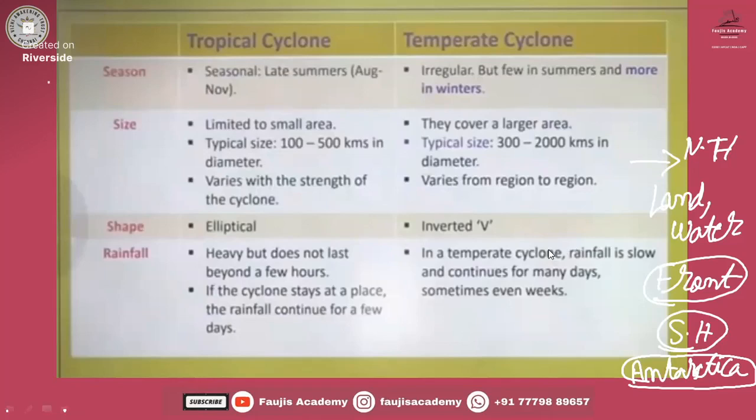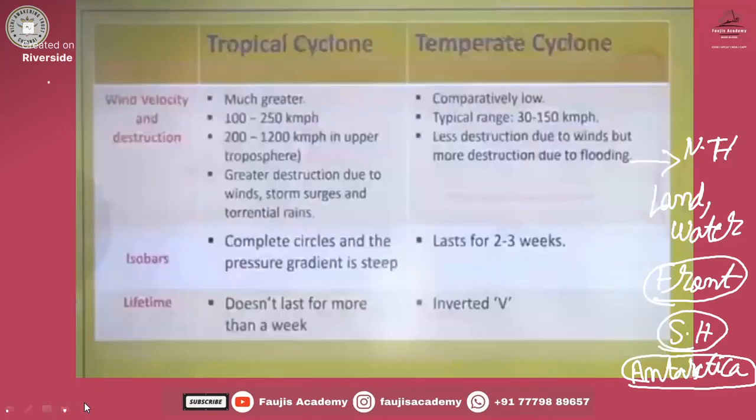Whereas in the temperate cyclone, what happens? It is slow and it will continue for many days. Let's see wind and velocity. Here we have 100 to 250 km per hour, and in the upper troposphere it goes 200 to 1200 km per hour. Whereas in the temperate cyclone the wind velocity is very low, in the range of 30 to 150 km per hour. So in the temperate cyclone we have less destruction, whereas in the tropical cyclone, due to the high speed of wind, we have greater destruction.